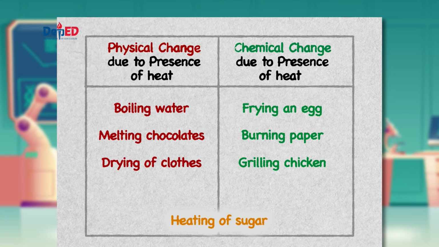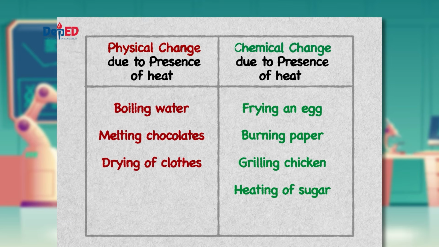Seventh, heating of sugar. Heating sugar at high temperature causes them to lose water and react with each other, producing many different types of compound. Is it physical or chemical change? Answer, chemical change. 8. Melting of ice cream. It changes its shape and state. When refrigerated, it solidifies. Therefore, it's reversible. Is it physical or chemical change? Answer, physical change.